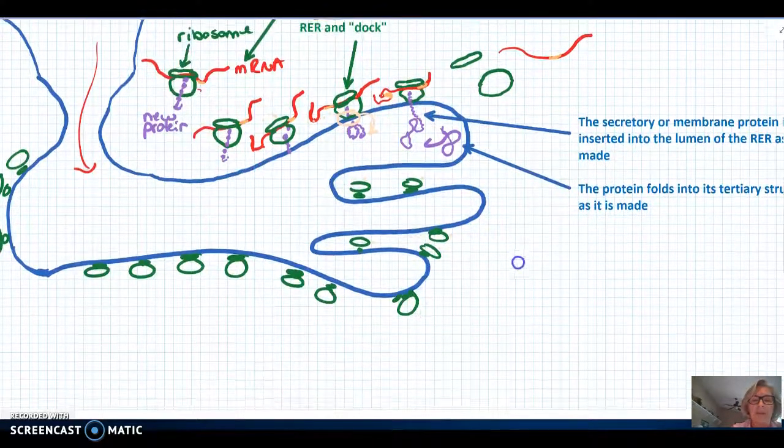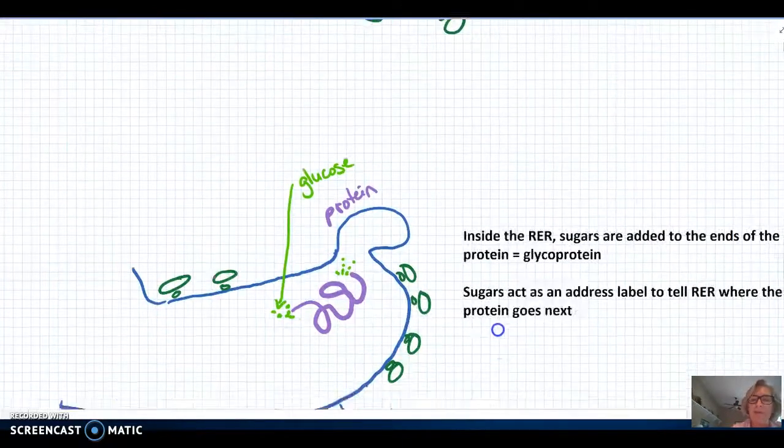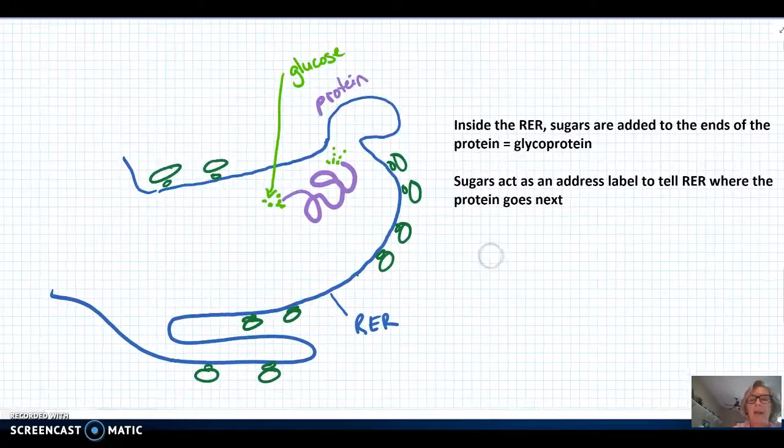Once it's fully assembled, all the amino acids have been assembled, there's another step that happens inside the rough endoplasmic reticulum. And that is that sugars are added to the ends of this protein, making it a glycoprotein. These sugars act as an address label, to tell the RER where this protein is going to go next. Because it's going to be exported from the cell, it actually has quite a long journey before it's going to be squirted out of the cell in another process called exocytosis.